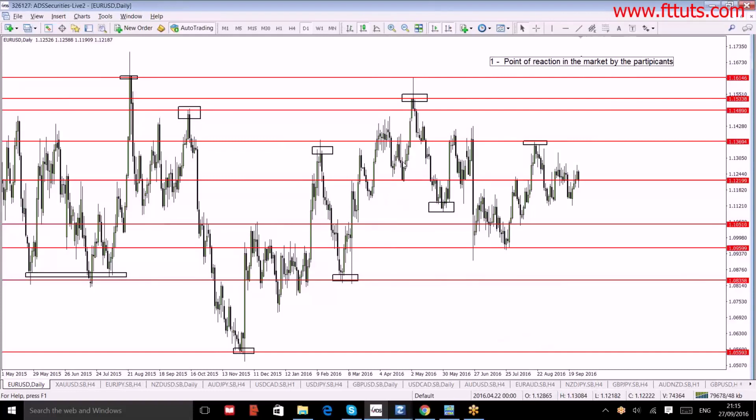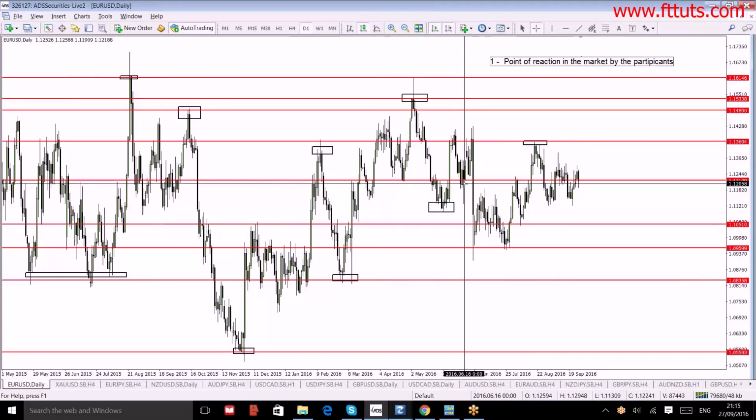Area of consolidation could be a point of reaction. Let me give you an example. This is an area of consolidation, guys. And price reacted from here to the upside. So yes, this is a point of reaction. The reason is the price reacted after this consolidation.